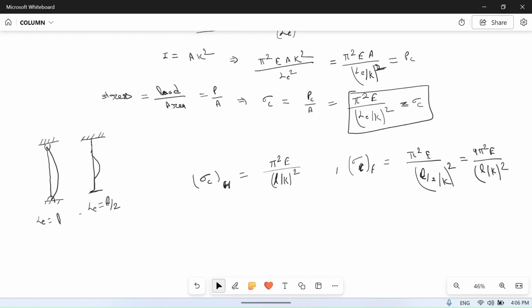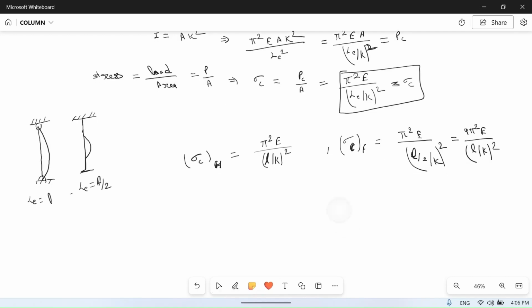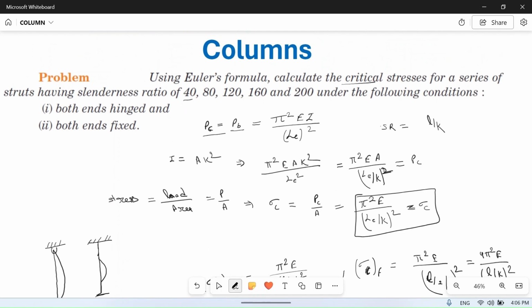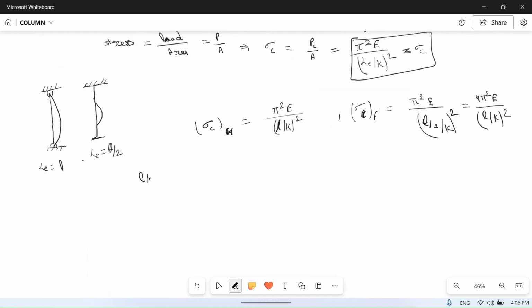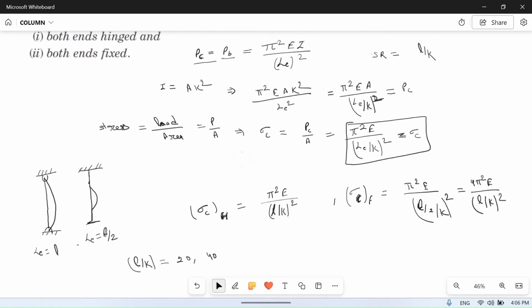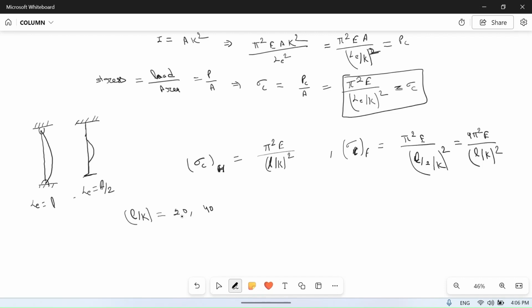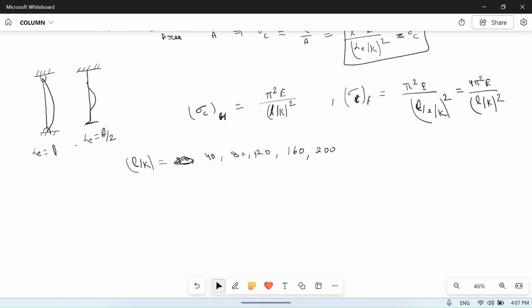Okay, so from here what is given to us in the question is 40, 80, 120, 160, 200. This is the slenderness ratio, and slenderness ratio is L by K. So L by K is equal to 40, 80, 120, 160 and 200. So first we will calculate for both ends hinged.